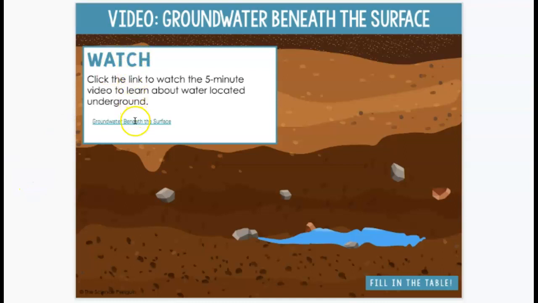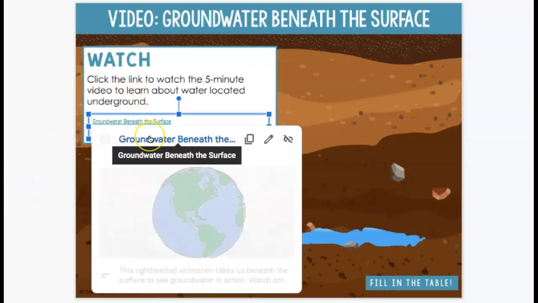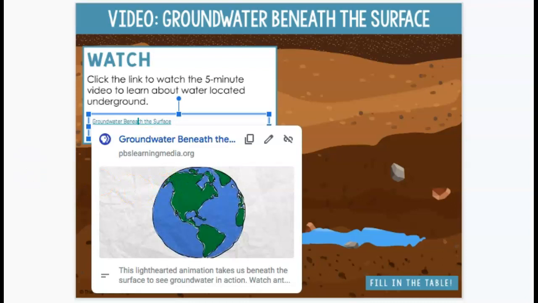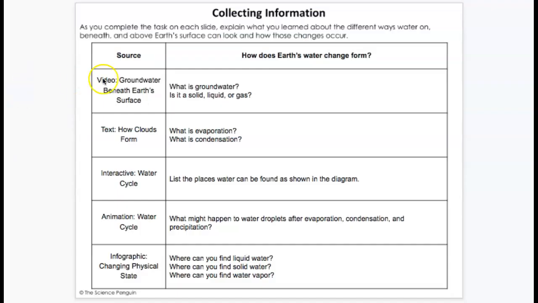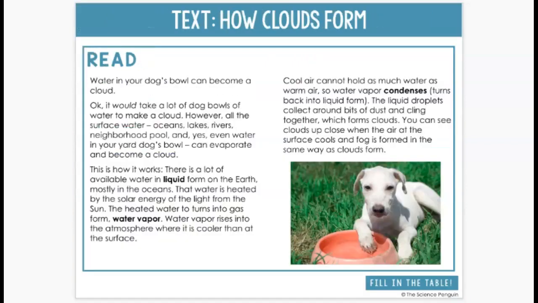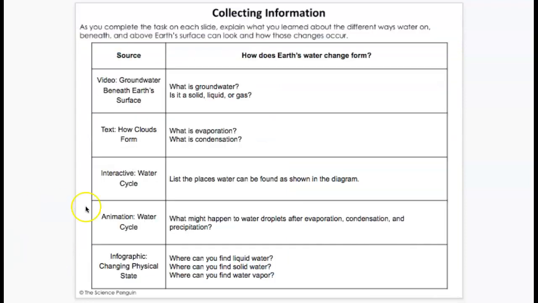You're going to watch this video here. If you click here, you're going to watch this PBS video. Then, as you watch the video, you're going to go to slide 7 and record your information. What is groundwater? Is it solid, liquid, or gas? Then you're going to go to the next slide from here. How clouds form. So you're going to read this text here, and then as you do, go to slide 7, and then talk about what is evaporation, what is condensation.